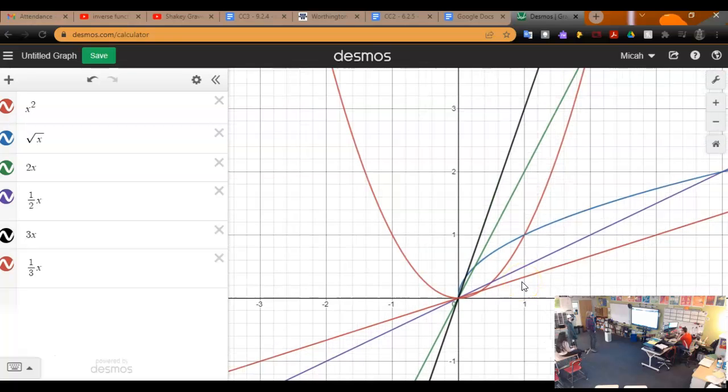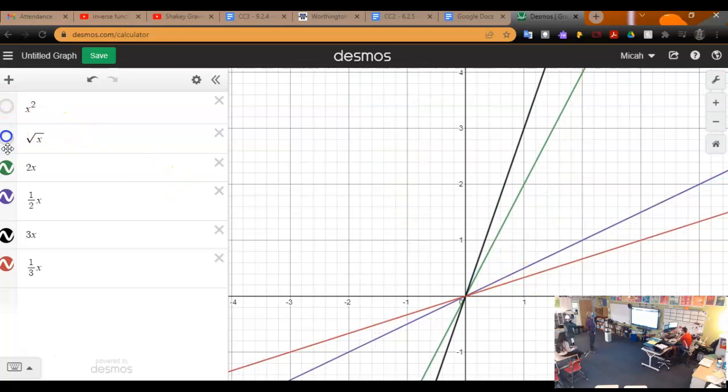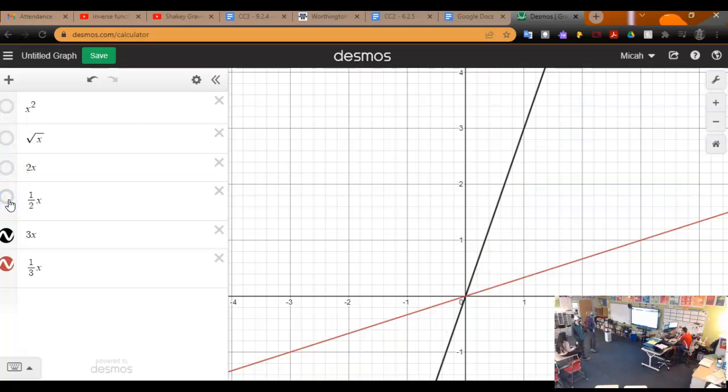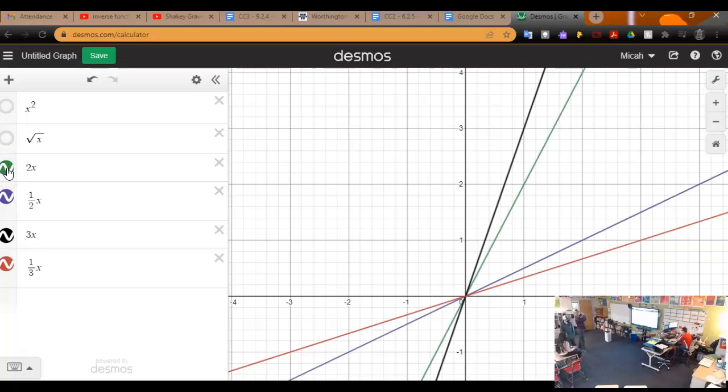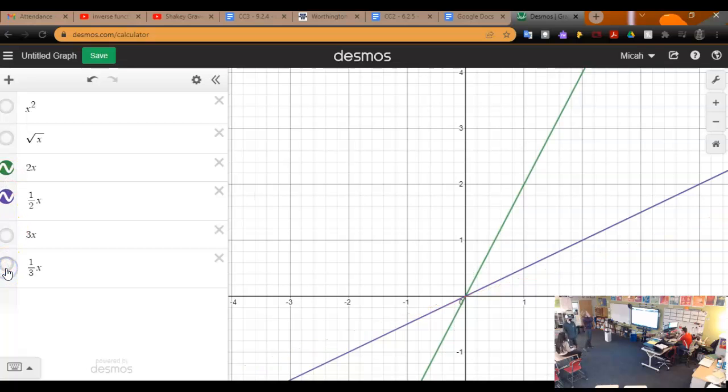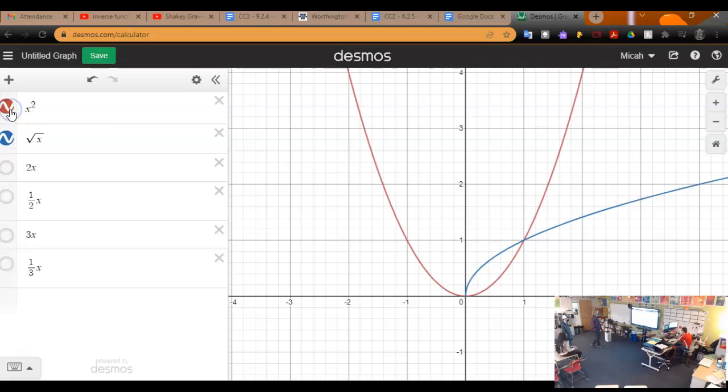They're growing by the same amount, I think. So if I turn off those, there's 3x and 1/3 x, then 2x and 1/2 x, and x squared and square root of x. There's some sort of cool relationship here. They all meet at 1, 1.